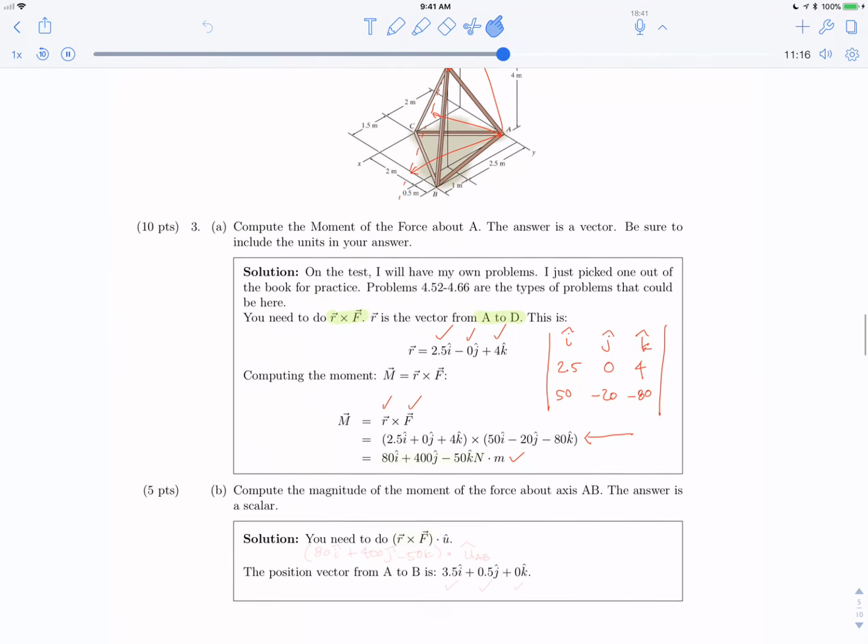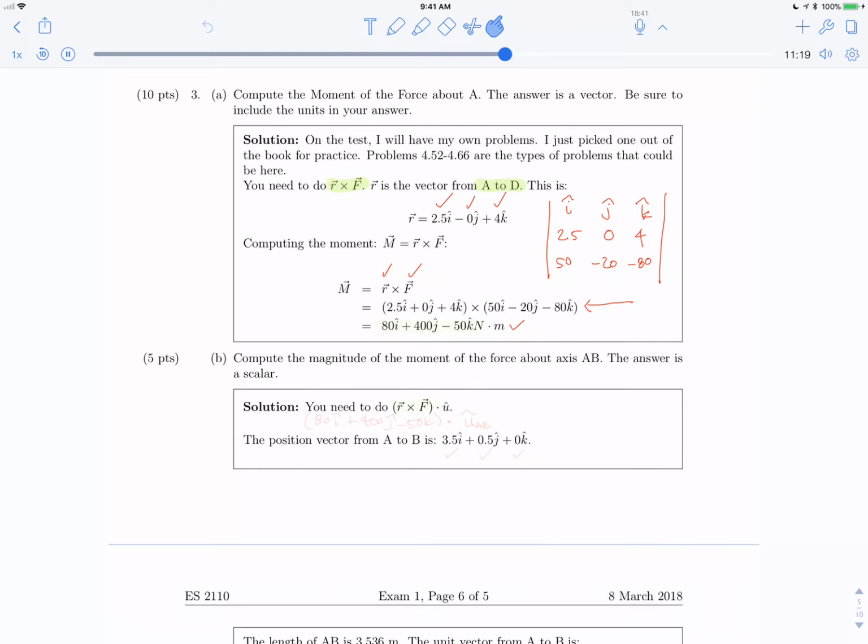The next part of this problem is to find the moment of the force about the axis AB. Fortunately, the first part found the moment about A, so that's already on the line. So that's one of the points on the line. And so all you have to do is take this answer. Here's the moment, r cross F. We already know that is 80i plus 400j minus 50k. That's r cross F. And all that we have to do is dot it on the unit vector of the axis we want, which is the unit vector AB.